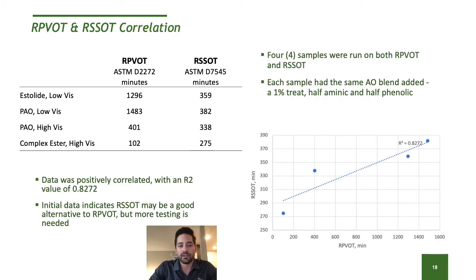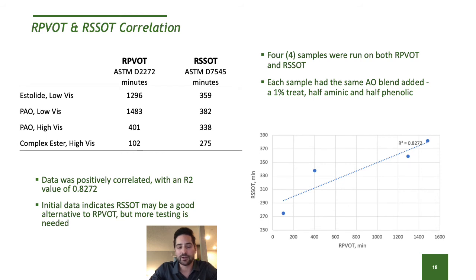So, correlation data. What we did was we took 4 samples and ran them on RPVOT and on our RSSOT. We looked at a low-vis estolide, a low-vis PAO, a high-vis PAO, and a complex ester. We had the RPVOT data already, so we took those. We also ran them on this RSSOT instrument. Now, if you plot RSSOT on the y-axis and RPVOT on the x-axis, you'll get the chart there in the bottom right-hand corner.